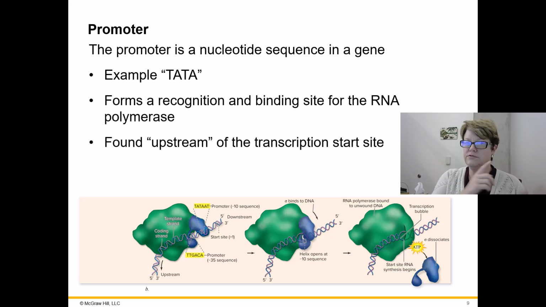There are some other nucleotide sequences that are found commonly in genes, but we know that these particular sequences must be important because we see them in front of every gene. We know they must have a function in helping that RNA polymerase to attach there.